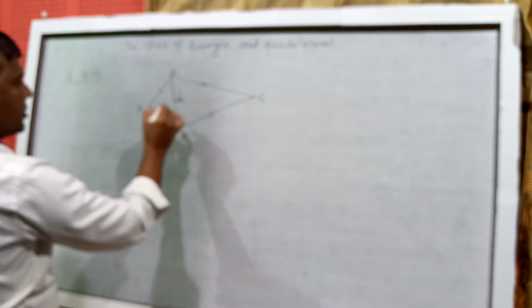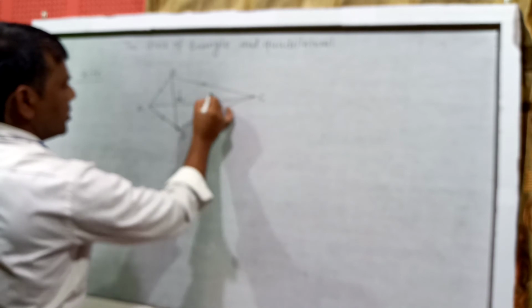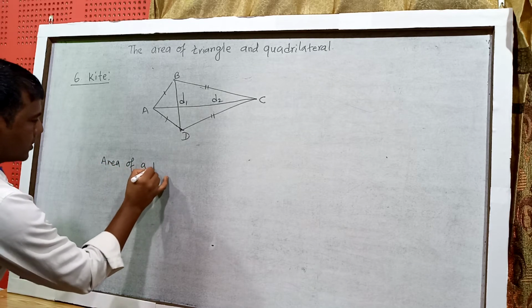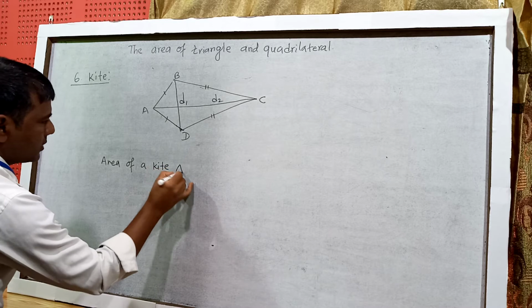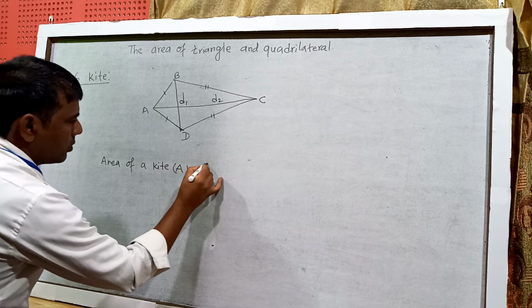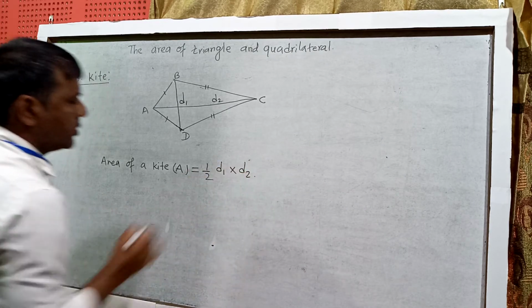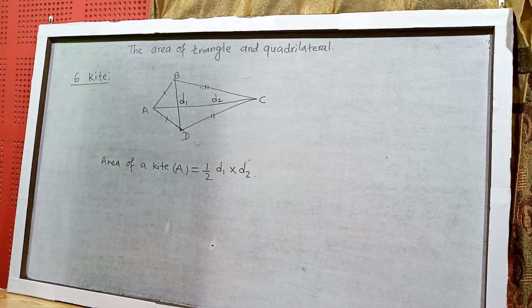This is one diagonal. Suppose it is the first diagonal of this kite, D1, and suppose this is D2. First diagonal and second diagonal. It is the shorter diagonal and it is the longer diagonal. And area of a kite, A equals 1 by 2 first diagonal D1 into second diagonal D2. 1 by 2 D1 into D2.